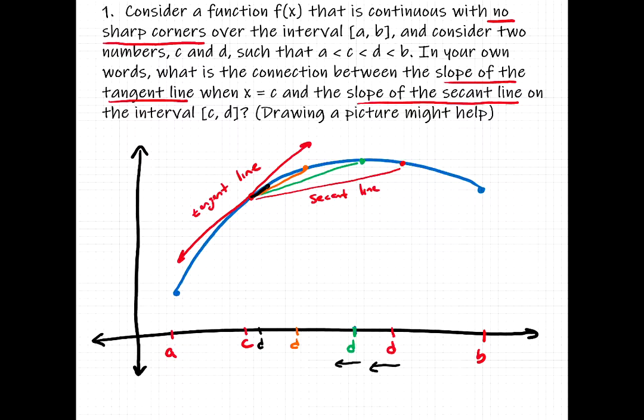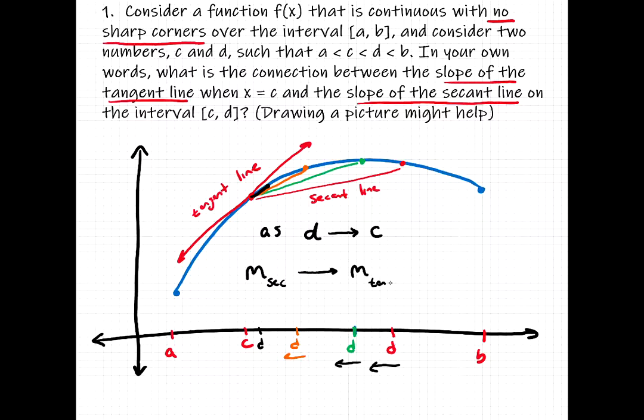So as D gets closer to C, it looks like the slope of the secant line is getting closer and closer to the slope of the tangent line. And that's what actually happens. So we could say as this number D gets closer and closer to C, the slope of the secant line gets closer and closer to the slope of the tangent line.